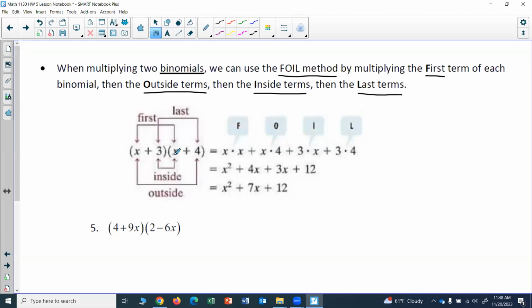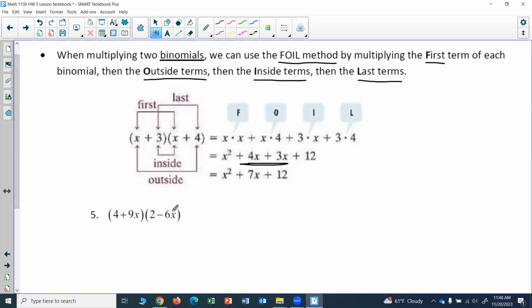So I go ahead and multiply x times x gives me x squared. X times 4 gives me 4x. 3 times x gives me 3x. And 3 times 4 gives me plus 12. So after I combine my like terms, the plus 4x and plus 3x, I end up with a final answer of x squared plus 7x plus 12.